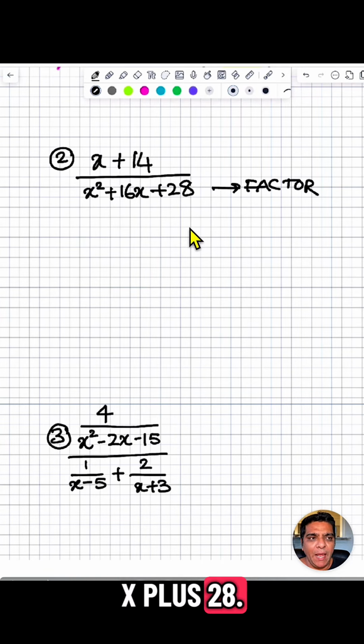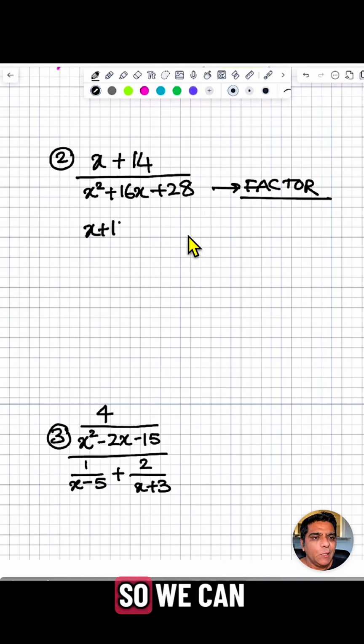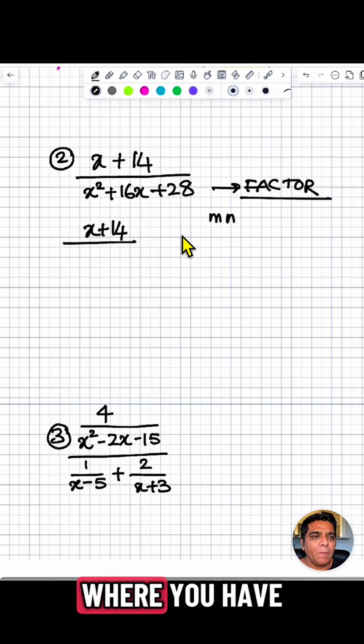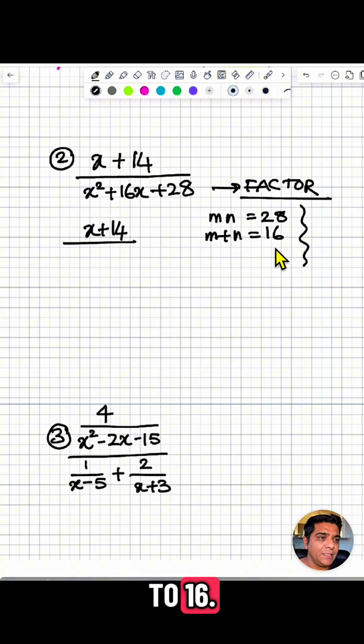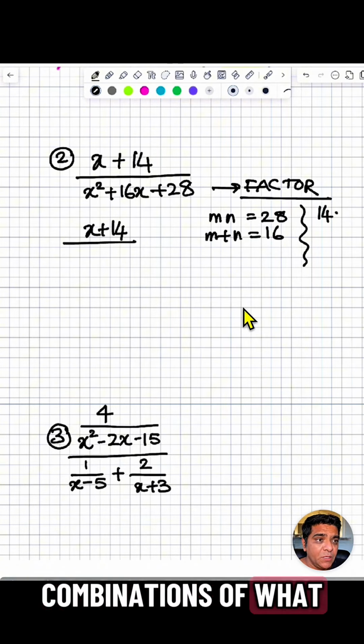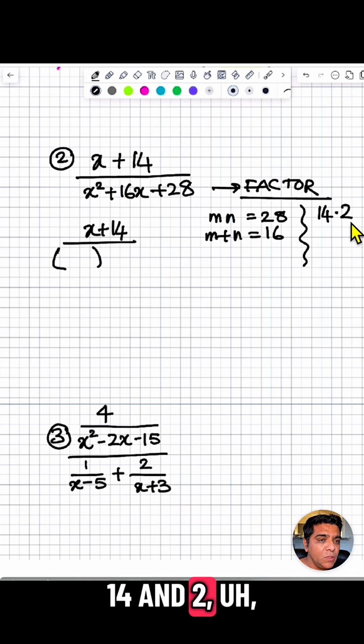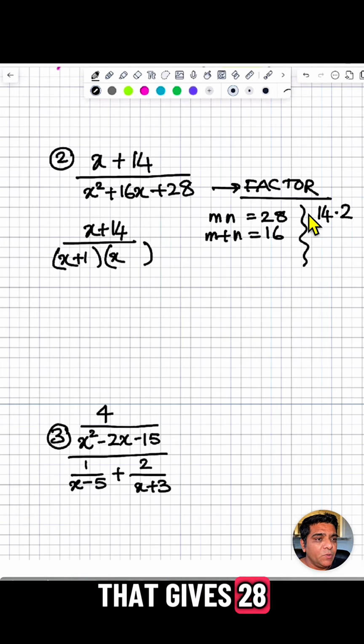So we've got to go ahead and try to factor it. We can use the m and m plus n method, where you have two numbers multiplying into 28, and m plus n adding up to 16. We can see what different combinations that might be. It could be 14 and 2, most likely, because that gives 28 and adds to 16.